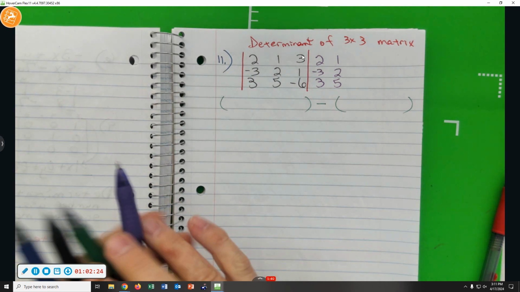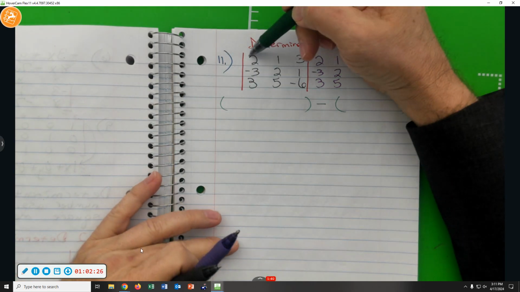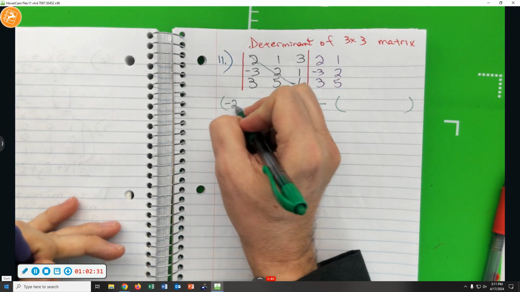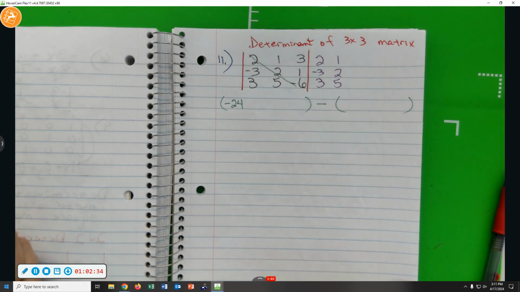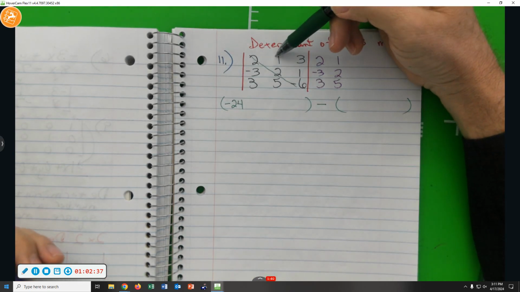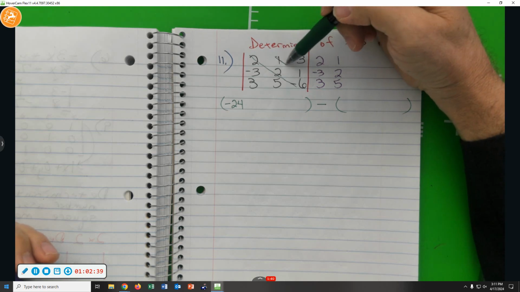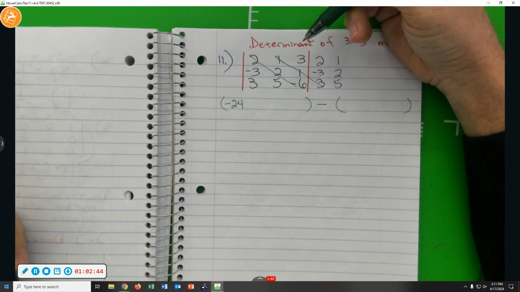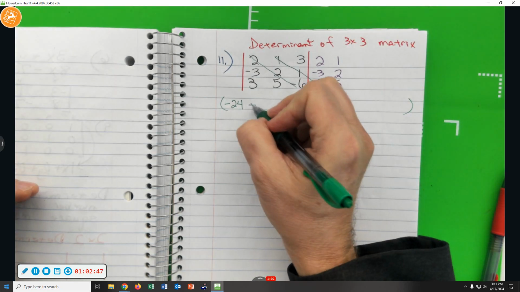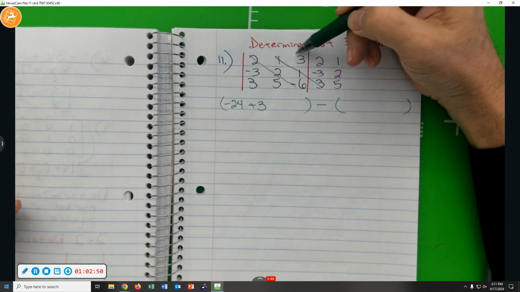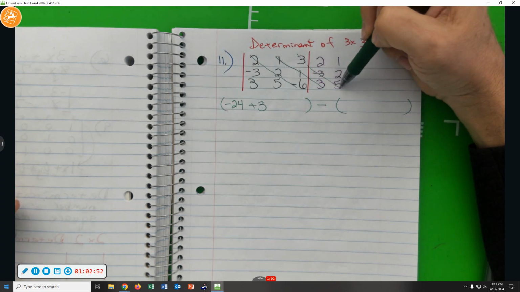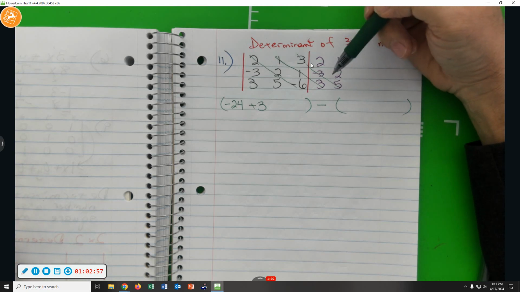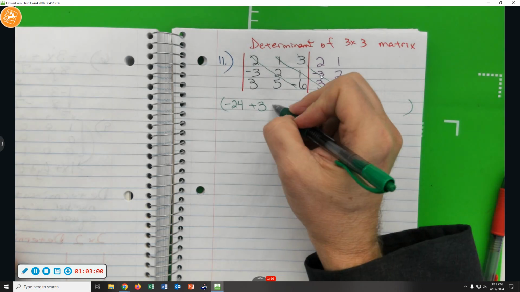You multiply 2 times negative 6. That's negative 12. Then you move to the right and go down the next diagonal: 1 times 1 times 3, a positive 3. The last diagonal, 3 times negative 3 times 5, is negative 45.